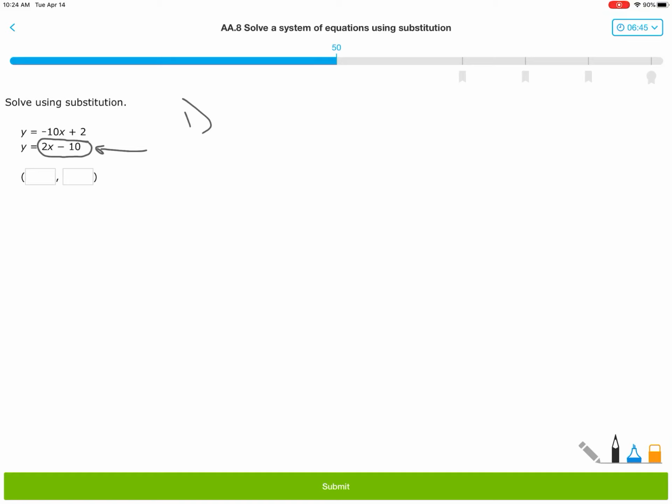So I'm going to circle what y equals. I'm circling that because it's going to help me later, and it's going to help me right now, because now I know that that 2x minus 10 is going to go right over here and go in for that y. So instead of writing y equals, I'm going to write 2x minus 10 equals, and it equals negative 10x plus 2. I don't really want that circled though, because that's going to confuse me later.